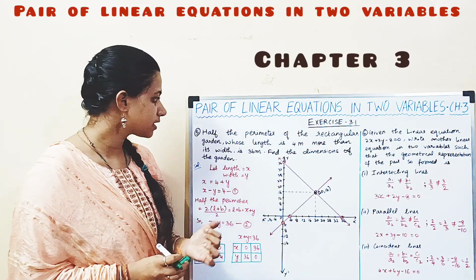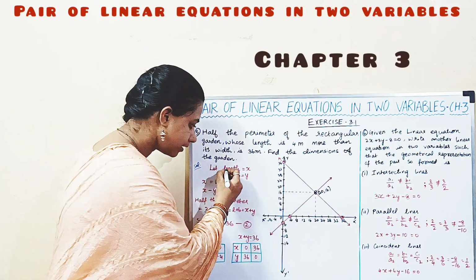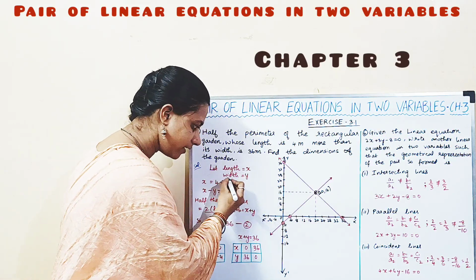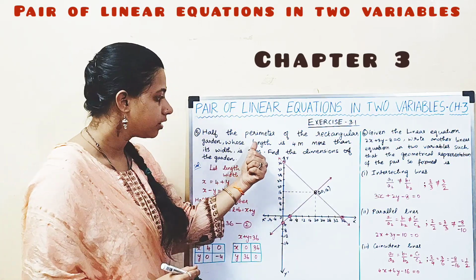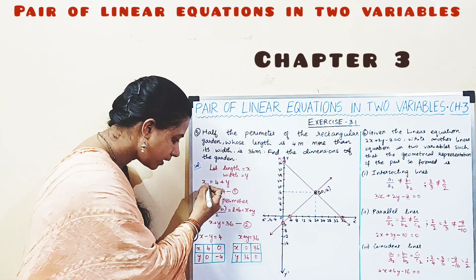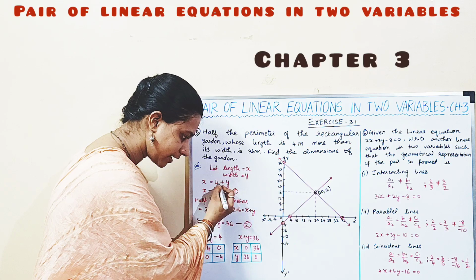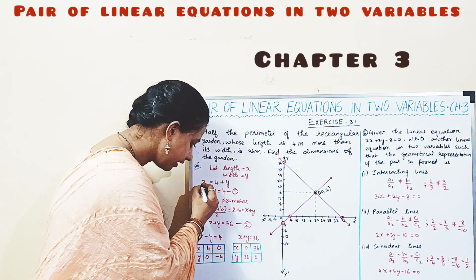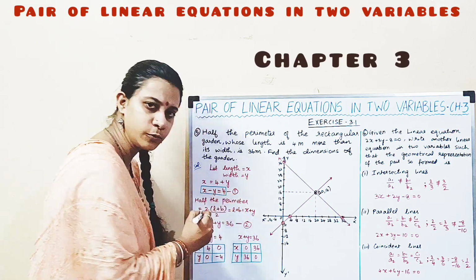Okay. So it is given, it is a rectangular garden. So we will take, let length equal to x and width equal to y. Okay. So what are the data that is given? Length is 4 meter more than its width. So length x equal to 4 meter more than its width, that is 4 plus y. If we rearrange this, we will get the equation x minus y is equal to 4.